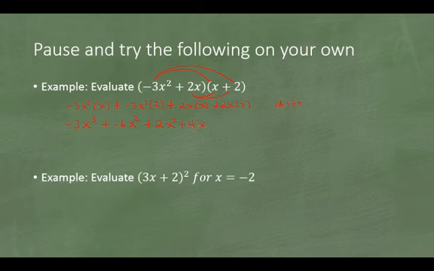Distribute. And then we're going to simplify. And now we're going to combine like terms. The only things that are like are the negative 6x squared and the 2x squared. Negative 6 plus 2 is negative 4x squared. And we're done. So we combine like terms and simplify as far as we can if we need to simplify more.